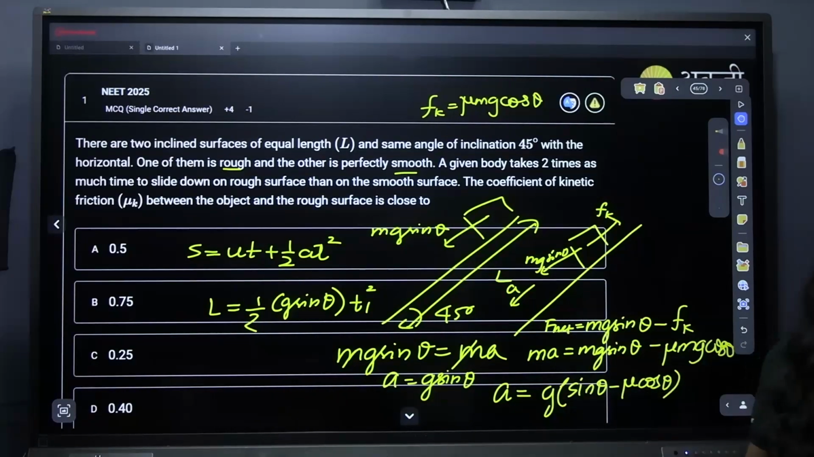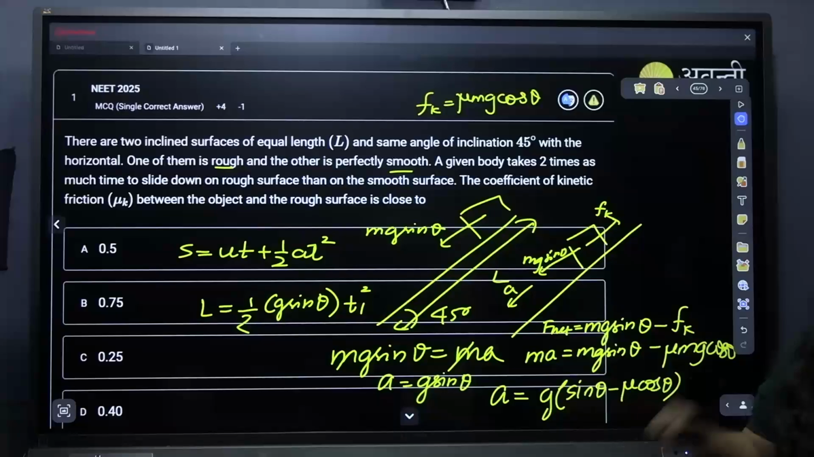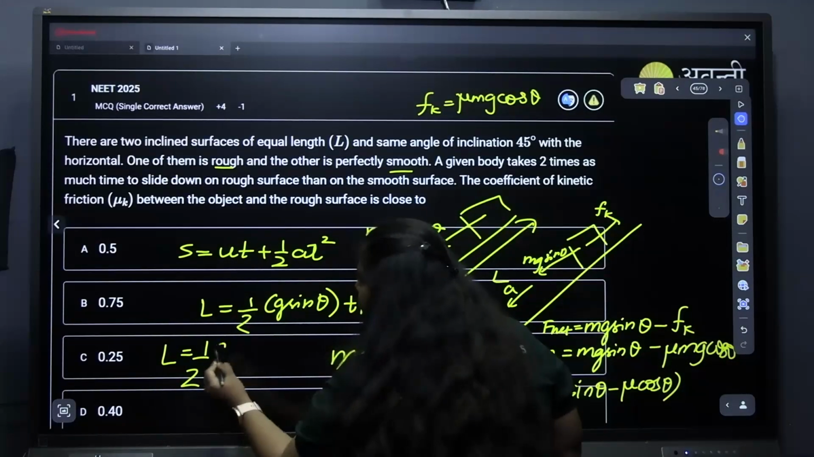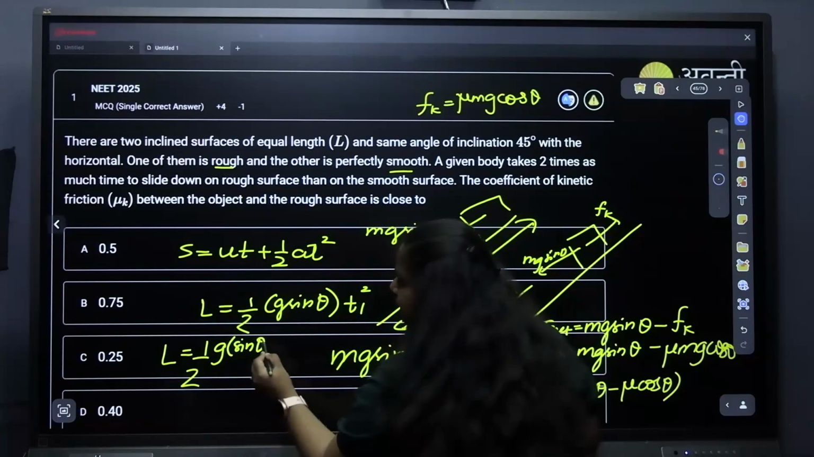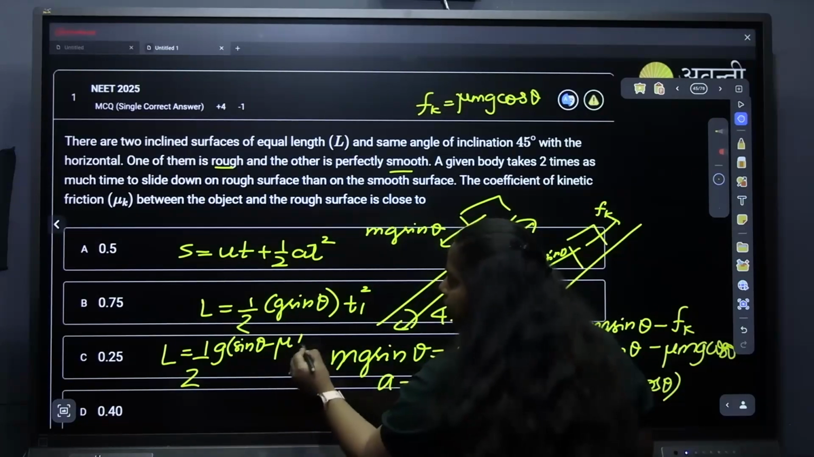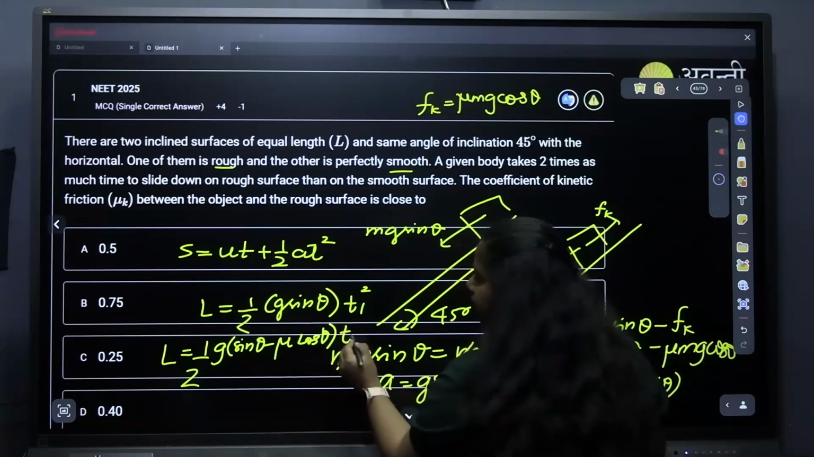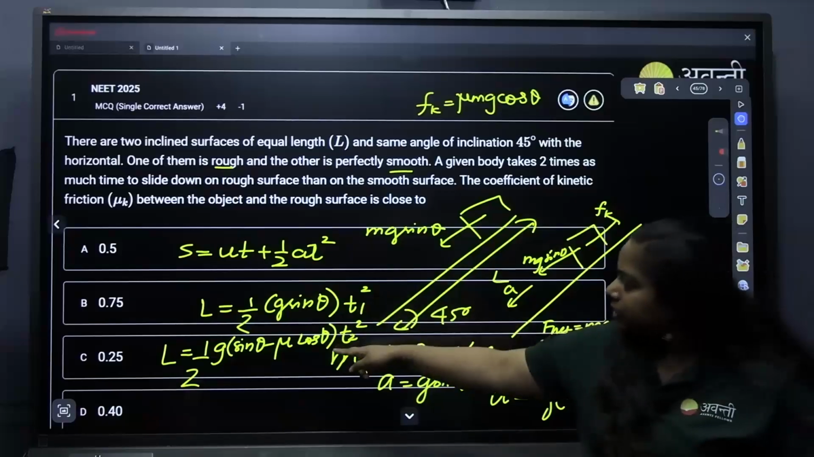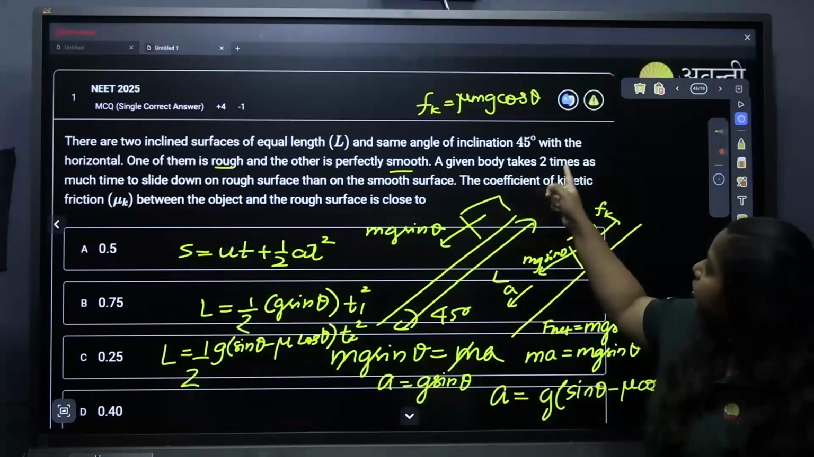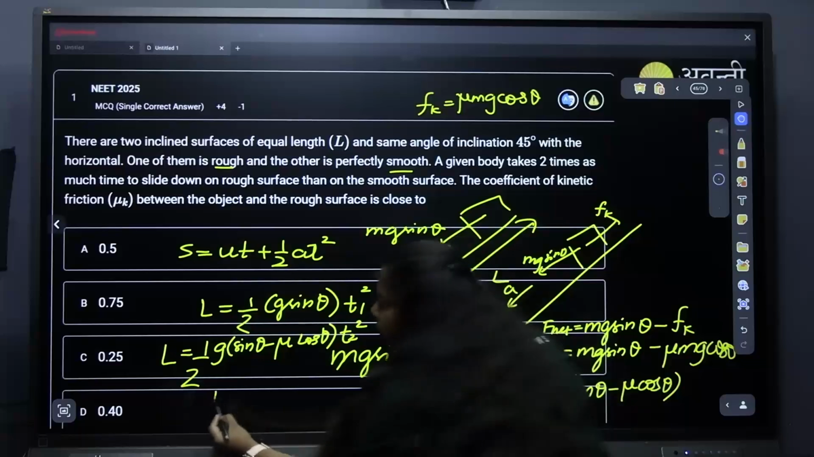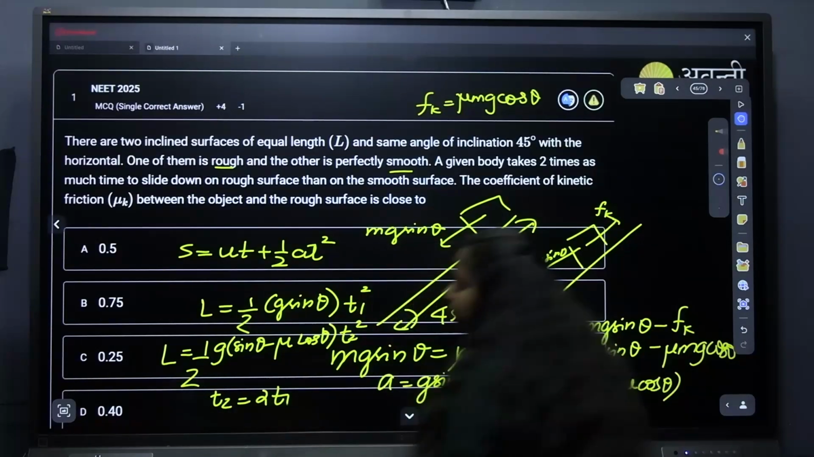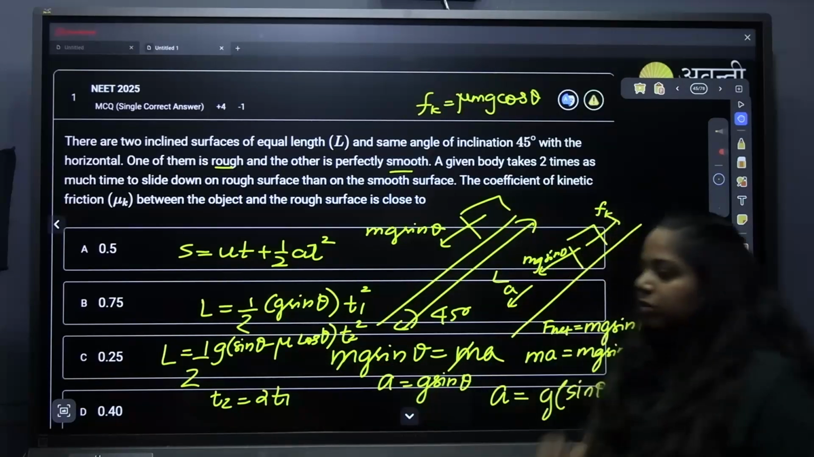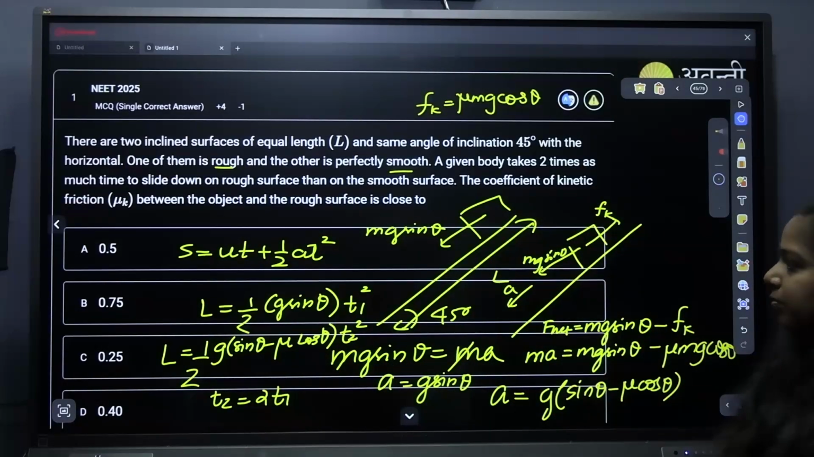Here also we got acceleration, but the distance travelled is the same, right? Length is L only. So here we will get L equal to half g into (sin theta minus mu cos theta) into t2 square. And we will equate this L to the earlier one, and t2 equals 2t1, since it takes 2 times as much time. We will equate this equation to this equation and substitute t2 equal to 2t1, then we will get the answer.